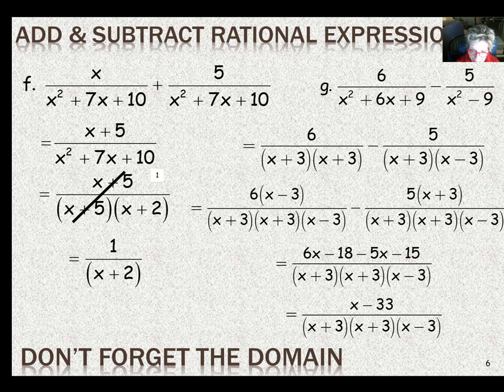There's nothing I can cancel. Don't forget, you should always check your domain. This will lead you to the asymptotes when we're graphing, and that's coming up in the last slide.